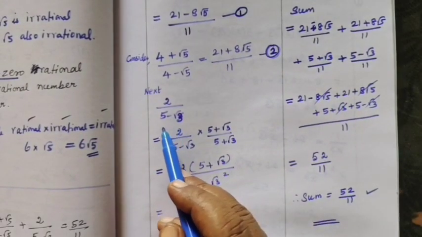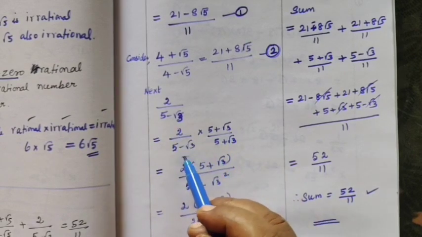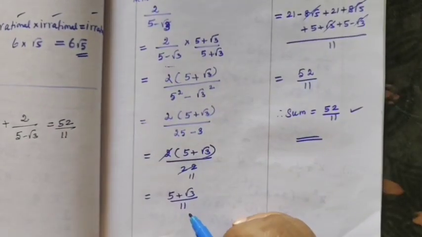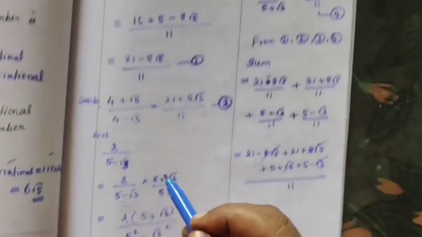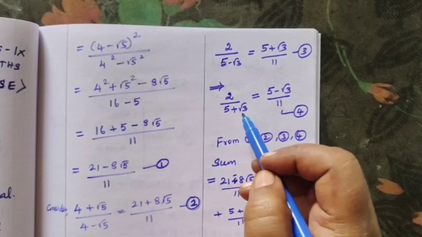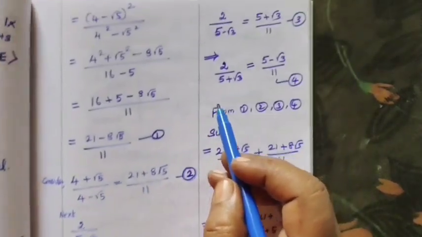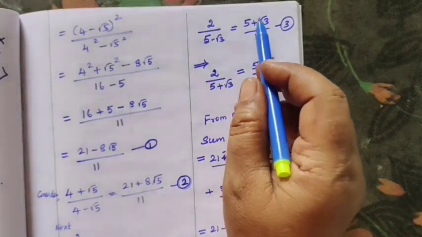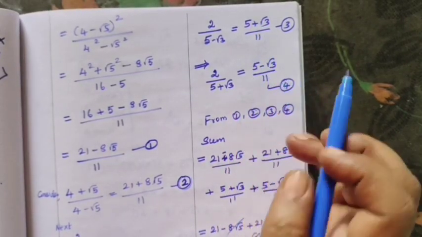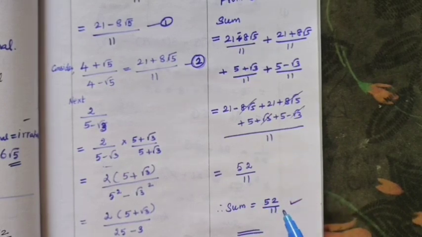Now consider 2 by 5 minus root 3. So take the conjugate, multiply it, you are getting 5 plus root 3 by 11. Then for the next one, you are taking the conjugate, 2 by 5 plus root 3. Here you have taken 5 minus root 3, here 5 plus root 3. So taking the conjugate of this, mark it as 3 and 4. Now adding, the LCM is 11, answer is 52 by 11.